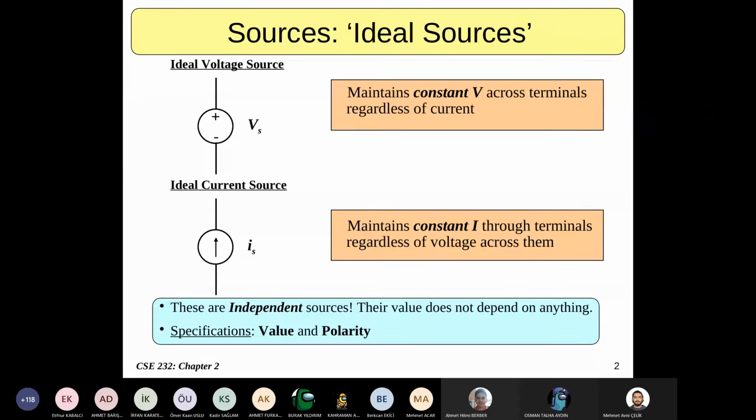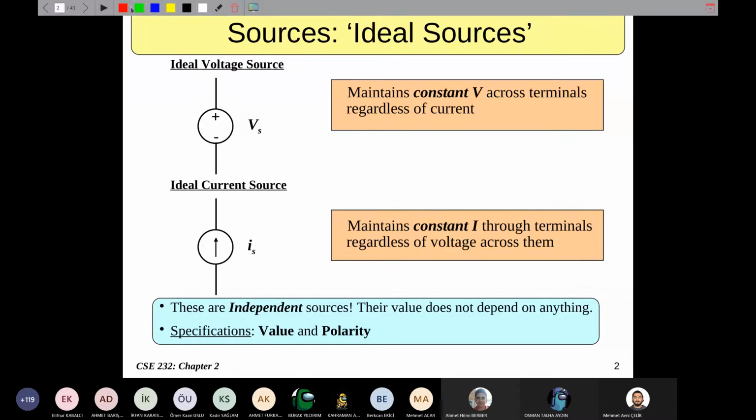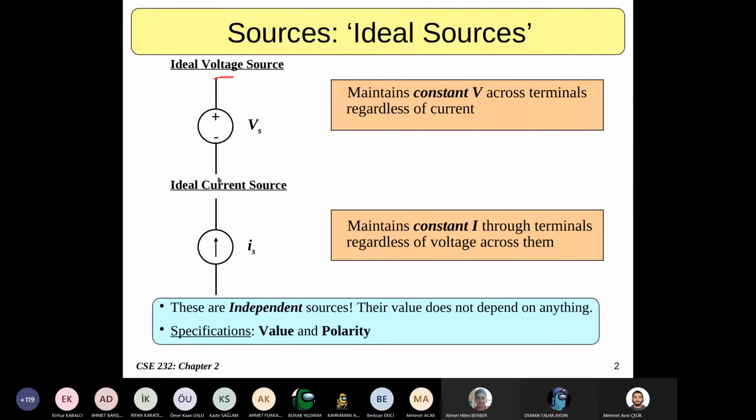Let's start with the ideal sources. When I'm saying ideal, that means it really doesn't have any corresponding actual thing in the real world. The first one is the ideal voltage source. We assume that it just maintains constant voltage across the terminals. And when I say terminals, let me just put it this way. Between these two, if you say A in here and B in here, I should really be learning how to write anyway. The voltage between B and A will be plus V of S.